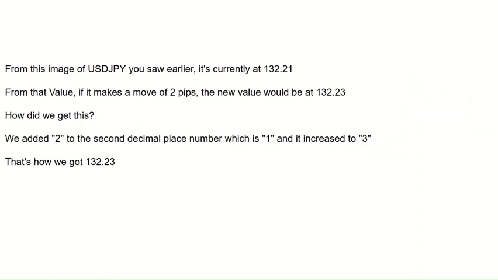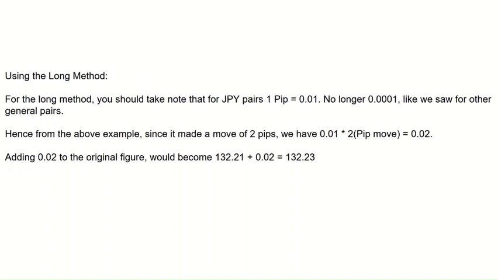The current market price is at 132.21. So it makes a movement of 2 pips. So that 2 pips, we are going to add it to the second decimal place digit, which is 1, then it becomes 132.23. I hope you get it now.